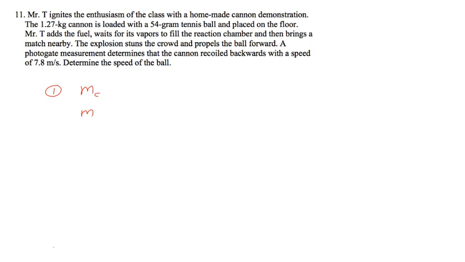So I can use B or T. I'll use T for tennis ball. So those are my two masses. Now, if you look up above, you've got the cannon in kilograms and you've got the tennis ball in grams. So I can either keep them both in grams or both in kilograms. I guess I'm used to keeping things in kilograms, so I'm going to do that. So that means that the mass of the cannon is 1.27 kilograms. If I did do it in grams, it would be 1,270 grams.